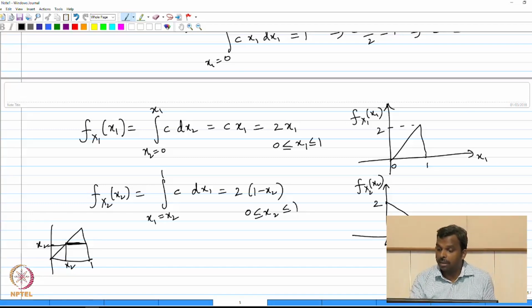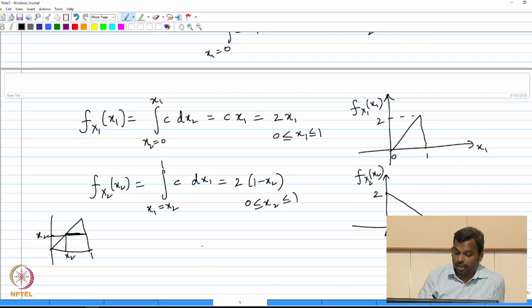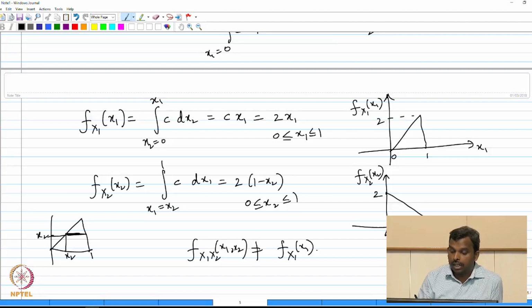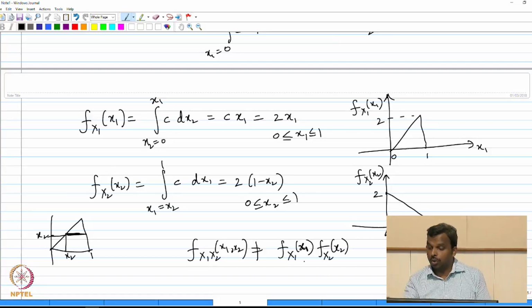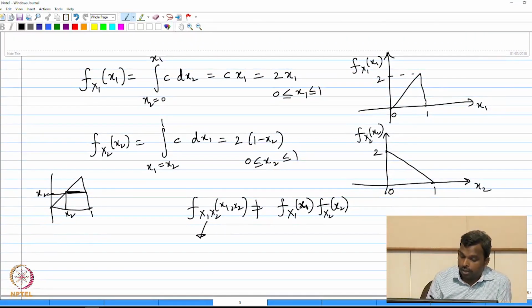Okay, but are x1 and x2 independent? Not really, right? So if you do fx1 times fx2, you notice f_{x1,x2}(x1, x2) is not equal to f_{x1}(x1) times f_{x2}(x2). So think about how it will look. The left hand side is what? We have this description that it is 2 in the region of support, and 0 outside of it.